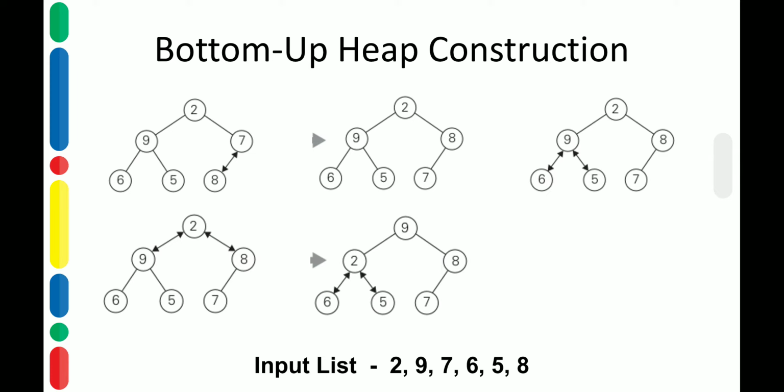We don't stop there. Again we compare 2 with its children, to see whether parental dominance is satisfied or not. Again, this position of 2 does not satisfy parental dominance with its children. So among 6 and 5, 6 is the largest child. We exchange 2 with 6. Now the resulting binary tree is a heap, because at all nodes the parental dominance is satisfied.